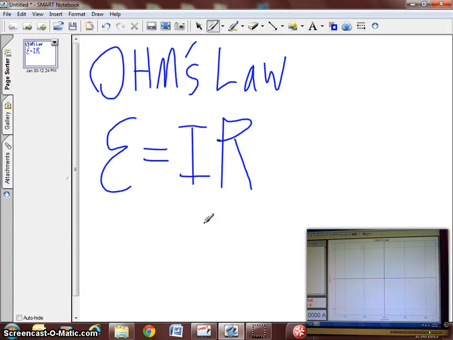Good afternoon, everybody. Today's demonstration is on Ohm's law. In Ohm's law, E equals IR, where E is the battery voltage, I is the current, R is the resistance. We're going to start Ohm's law with this red brown resistor. That's the resistor color code.